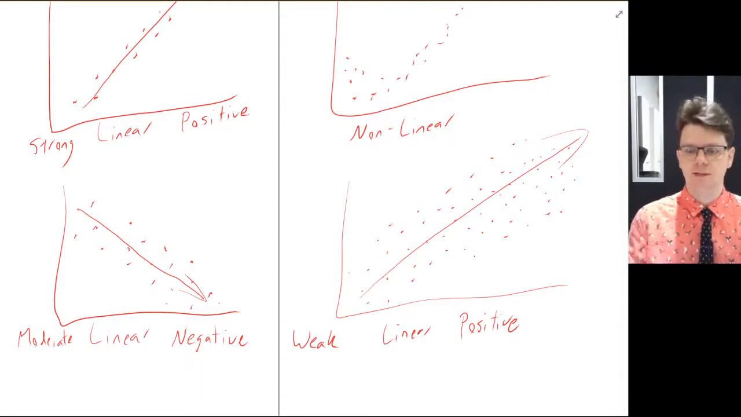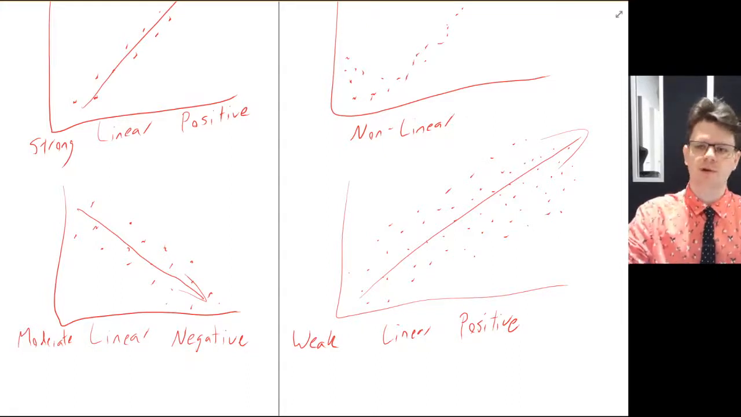We have linear, nonlinear, positive or negative, strong, weak, moderate, or no correlation. Those are all of our different correlations.